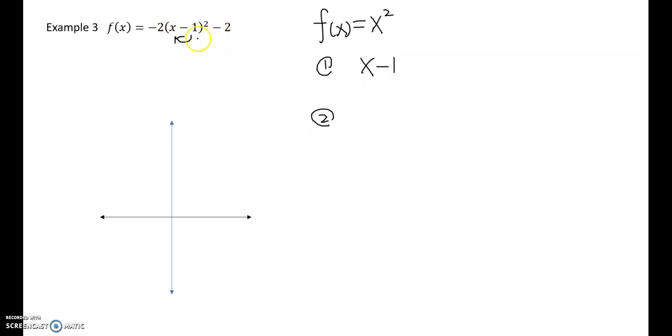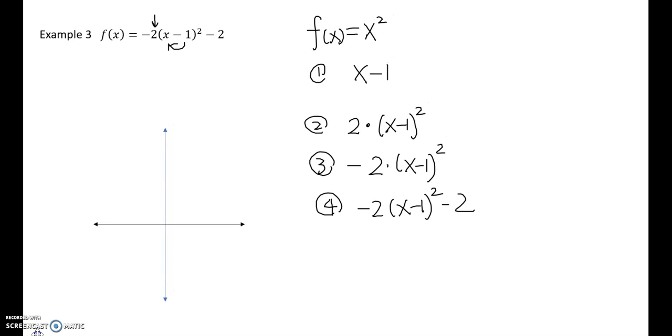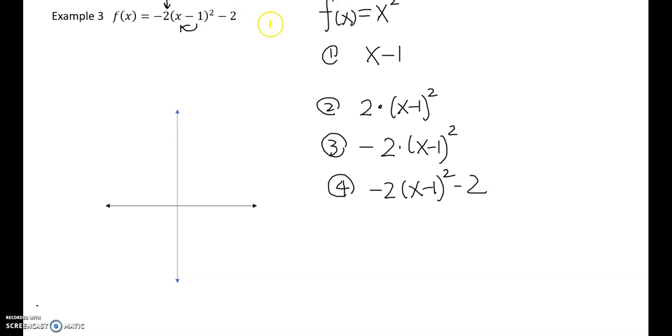And then second step, we multiply the function by 2. So we take the squared function, multiply by 2 times the function, x minus 1 squared. And then the third step, we multiply by negative 1. And the final step, we subtract 2 from the whole thing. Okay, so we are going to do 4 transformations. Let me highlight the transformations we did.